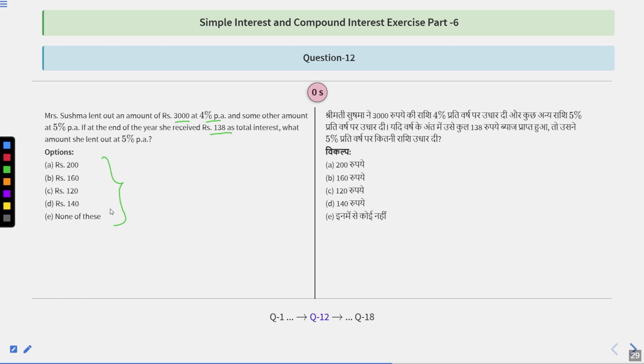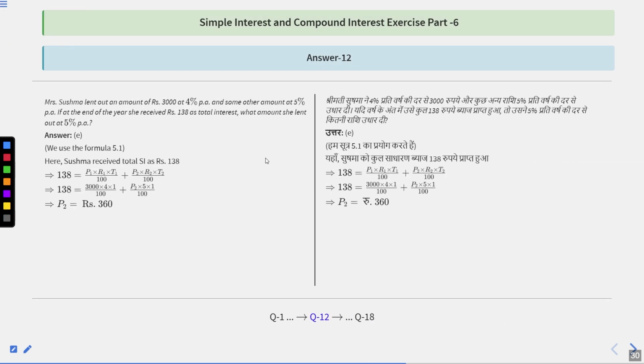Now time's up. Let's see the solution. The question says Susma received total simple interest of 138 rupees. Clear? So we can write it in the formation of 138 equals P1 into R1 into T1 upon 100 plus P2 into R2 into T2 upon 100.